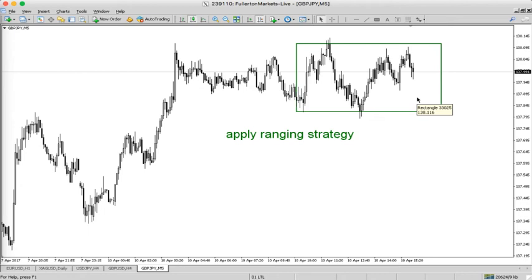Because when market is trending on a low time frame, then it is quite, how should I say, quite inappropriate to apply a scalping strategy, because if it is trending, why limit yourself to that 5-6 pips?